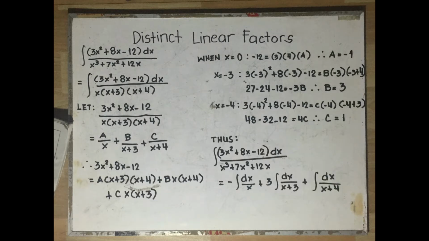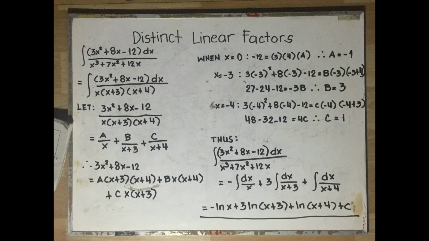Thus, the integration of (3x² + 8x − 12) dx over x³ + 7x² + 12x is equal to the negative integration of dx over x, plus 3 times the integration of dx over the quantity of x + 3, plus the integration of dx over the quantity of x + 4. Integrating the function completely, we have −ln x + 3 ln(x + 3) + ln(x + 4) + c as the final answer.